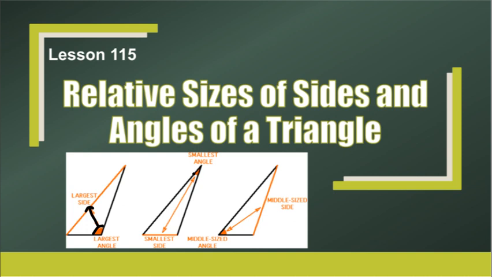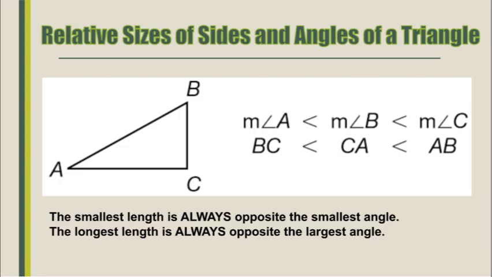Or we can think of it here, the smallest angle is opposite the smallest side. So that is a quick way to determine which side is the smallest or which side is the longest, or when you're dealing with angles, which angle is the biggest and the smallest. Let's take a look at an example here.